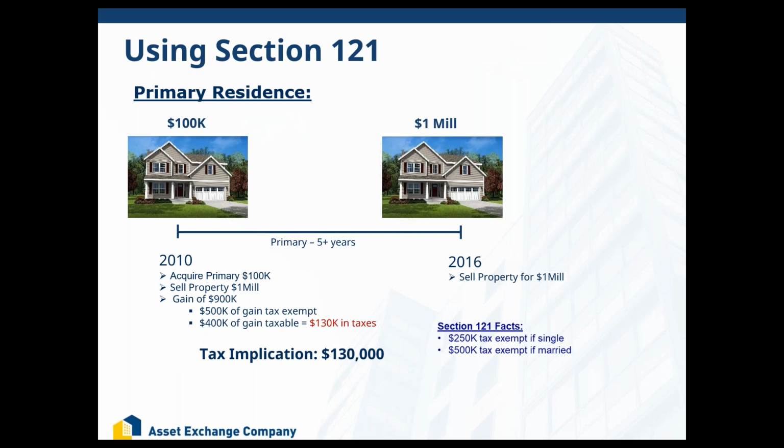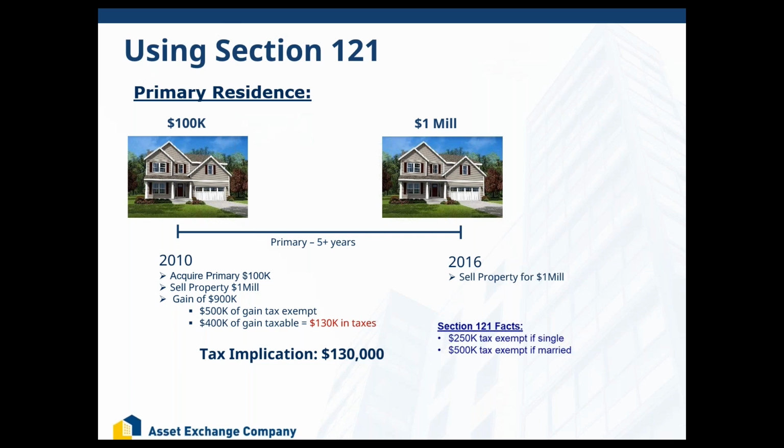Here's an example of the way the 121 can work. Let's say we go out and in 2010, we buy our primary residence. Now we buy it for $100,000. Now we're going to live in it as our primary for 5+ years. And then in 2016, we're going to sell it for $1 million. Now I know that's a pretty good deal, right? You're selling it for $1 million. You bought it for $100,000. I don't know if there's any deals like that anywhere here in the Tampa area where I live. I don't know if there's any deals like that anywhere here in Florida.